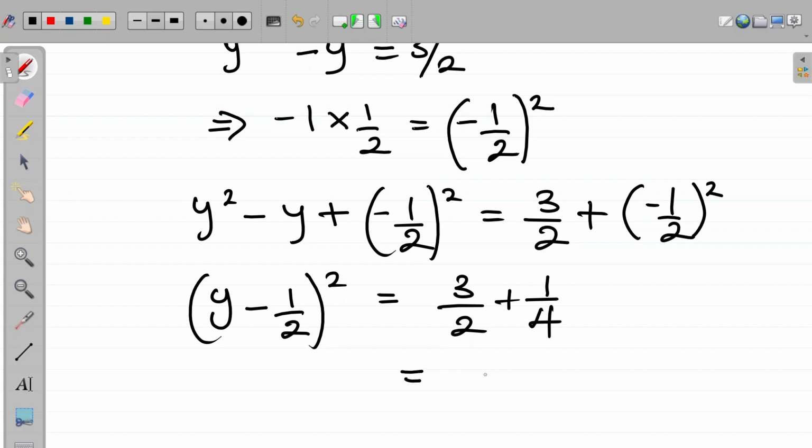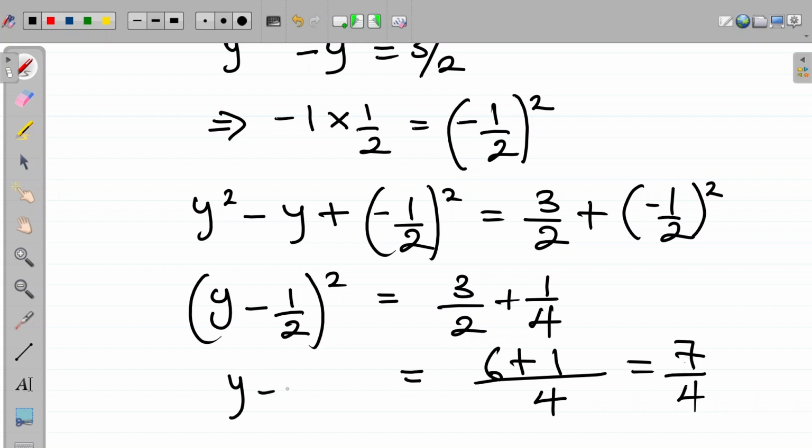In our right hand side, we can take LCM, which is 4, since 2 is a factor of 4. So 4 divided by 2 is 2. 2 times 3 is 6, plus 4 divided by 4 is 1. 1 times 1 is 1. This is equal to 7 divided by 4.